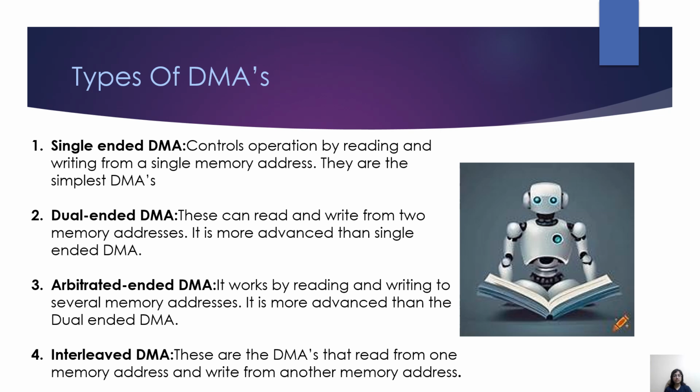The second one is dual-ended DMA. These can read and write from two memory addresses. These are more advanced than single-ended DMA. The third one is arbitrated ended DMA. This works by reading and writing to several memory addresses at a time. It is more advanced than the dual-ended DMAs.